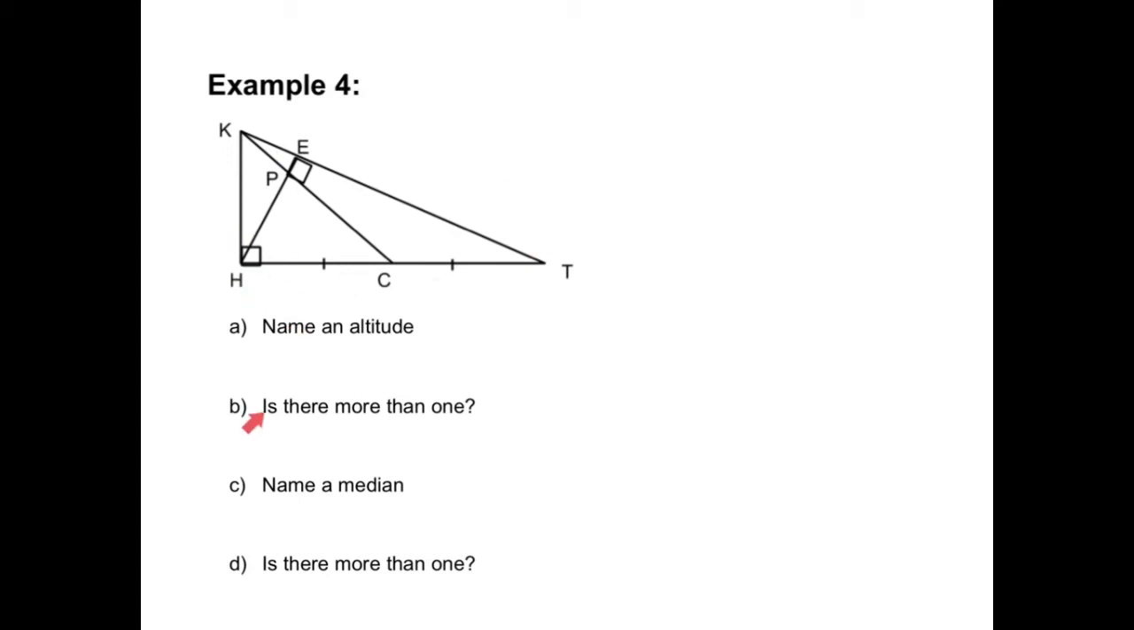So we're actually going to skip right down to question B. Is there more than one? And the answer is yes. Now, because they are right triangles, the altitudes will be on the triangle. Okay, so when we are dealing with this KHT triangle here, this big right triangle, the altitude of that triangle would be KH.